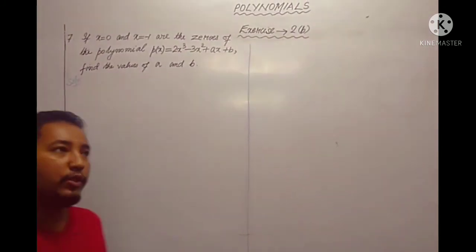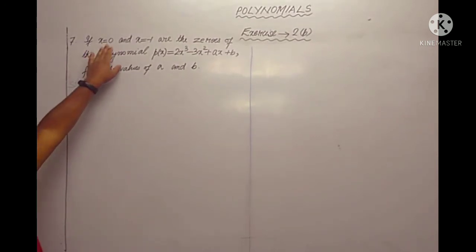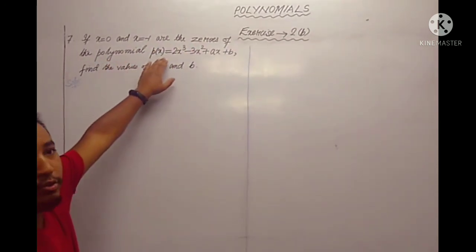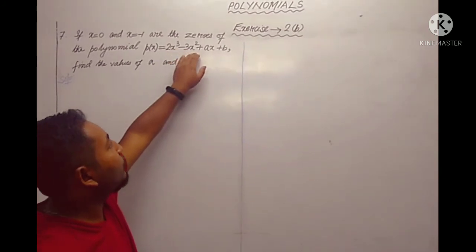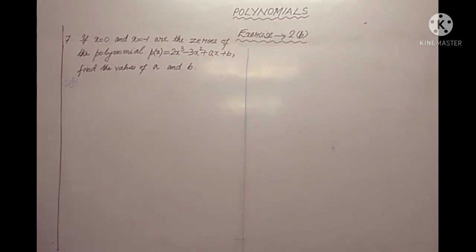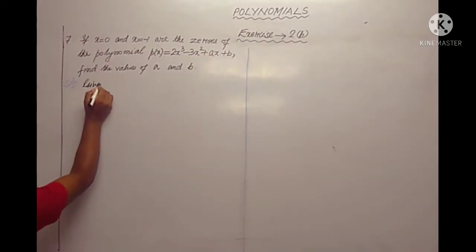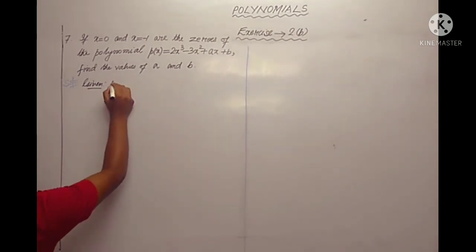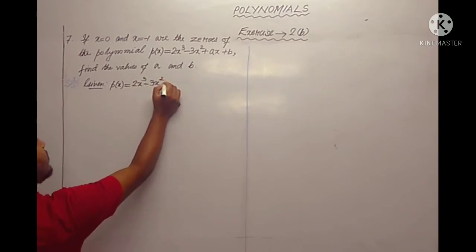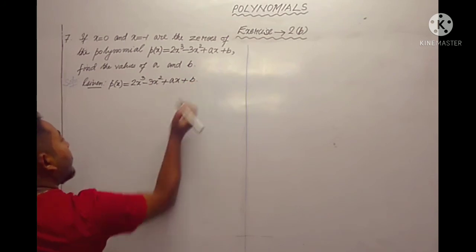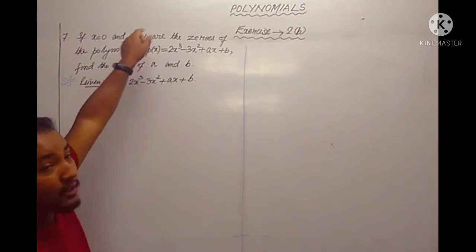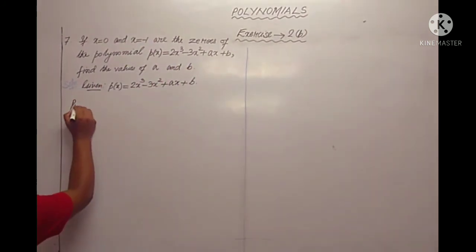Let us try question number 7, which says, if x equals to 0 and x equals to minus 1 are the zeros of the polynomial p(x) equals to 2x cubed minus 3x to the power 2 plus ax plus b, find the values of a and b. Now let us start the solution. Given p(x) equals to 2x cubed minus 3x squared plus ax plus b. Now again, here the question says x equal to 0 and x equal to minus 1 are the zeros of this p(x).